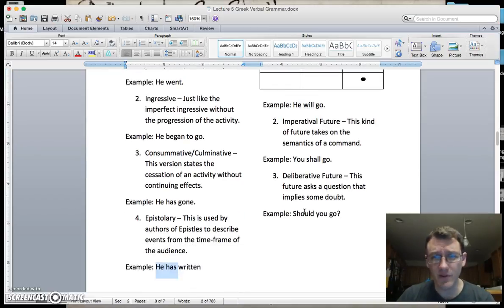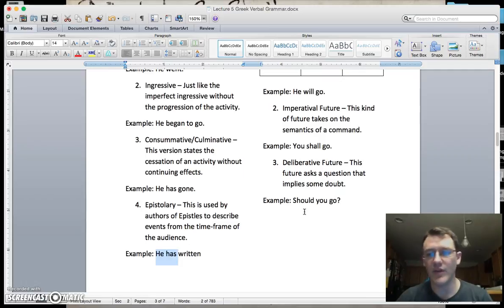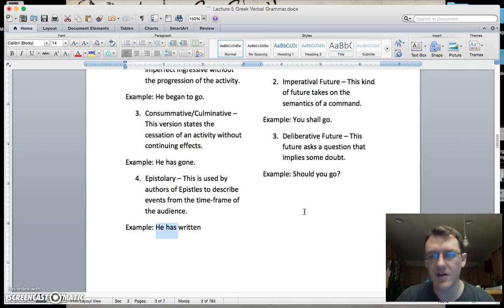All right. The imperatival future. This is used for commands. Anytime you see that one of the Ten Commandments is quoted from the Old Testament in the New Testament, they will use the imperatival future. You shall not do this, you shall do this, you shall go, you shall not go. So that will be determined by context. And then we have the deliberative future. Easy to recognize because it's going to be in a question. If there's a future tense with a question, it's a deliberative future. Should you go and do this in the future? That's the easiest one to recognize by far.